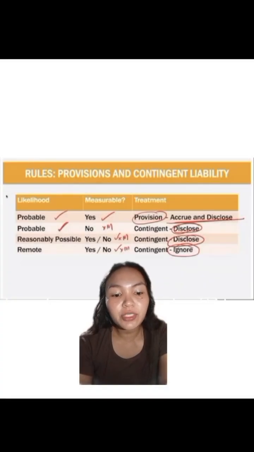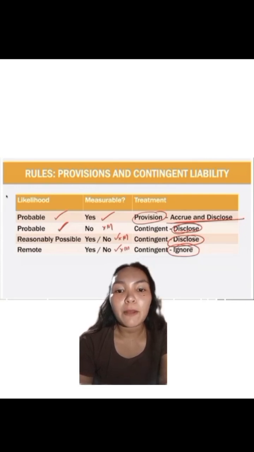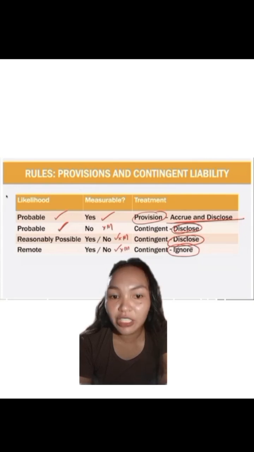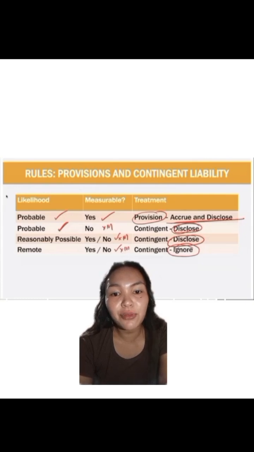So, what are the rules on your provisions and contingent liability? Here are the rules. For the likelihood, if it is probable and measurable, it is a provision and the treatment is accrue and disclose. When it is probable but not measurable, it is a contingent and the treatment is disclosed. If it is reasonably possible, either measurable or not, it is a contingent and the treatment is disclosed. While if it is remote and either measurable or not, it is a contingent and the treatment is ignored.